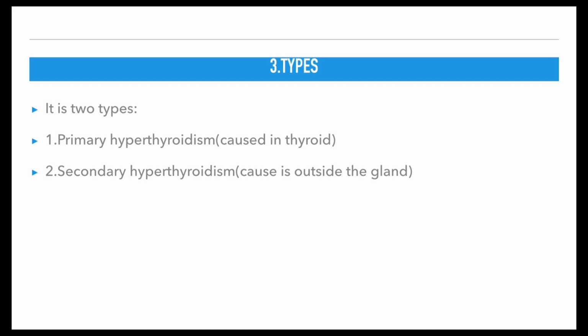But in such cases where the cause is outside the thyroid gland, for example, adenoma of the pituitary gland will lead to increased secretion of TSH and will cause hyperthyroidism. So the cause is outside the thyroid gland, so it will fall under secondary hyperthyroidism.